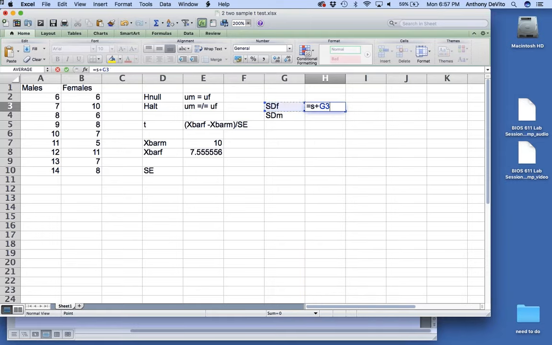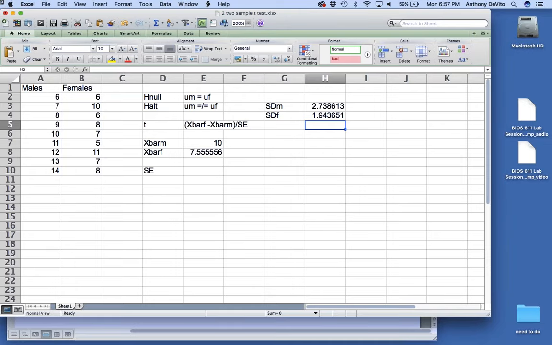I'm going to do males on top. I'll try and keep them in the same order from now on, a little less confusing. Okay, standard deviation for males is equal to the standard deviation of the sample, which is an approximation of the standard deviation for the population of males. Okay, let's get these, and this is the females. Okay, 1.96. Well, gee, I got a little bit of a problem here, don't I?